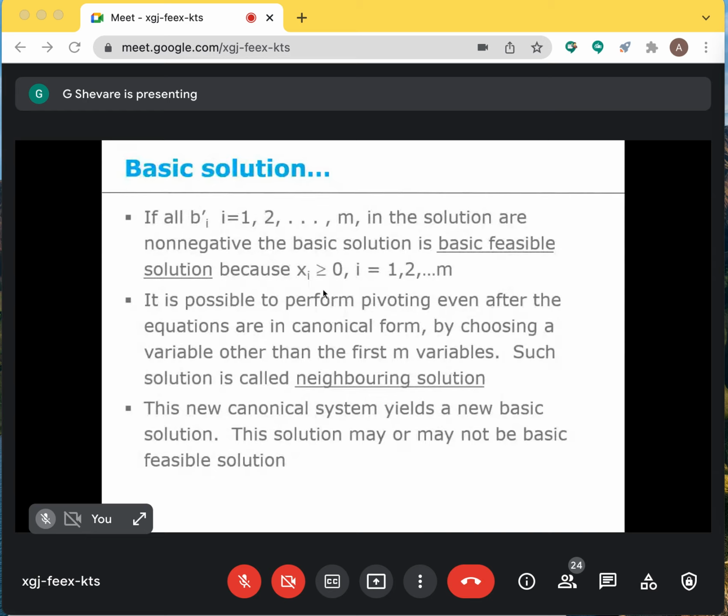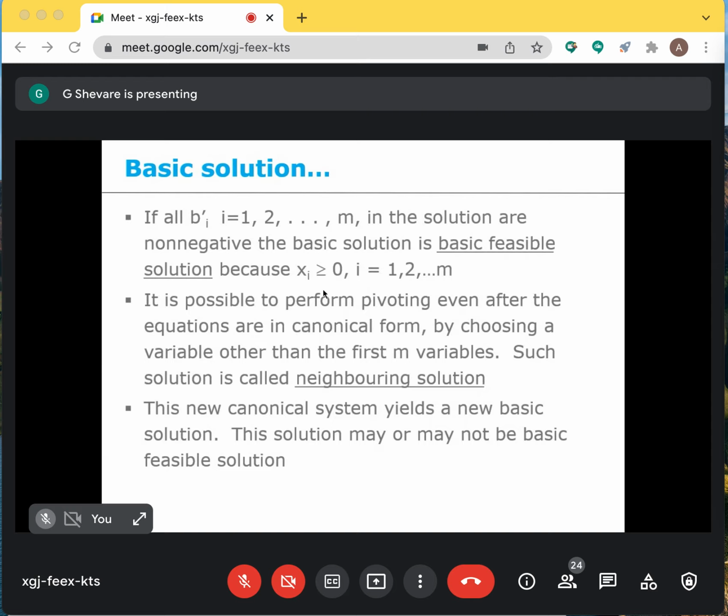If all bi' for i varying from 1 to m in the solution are greater than or equal to 0, the basic solution is a basic feasible solution, because xi is greater than or equal to 0 for variables i varying from 1 to m. It is possible to perform the pivoting operation even after this.